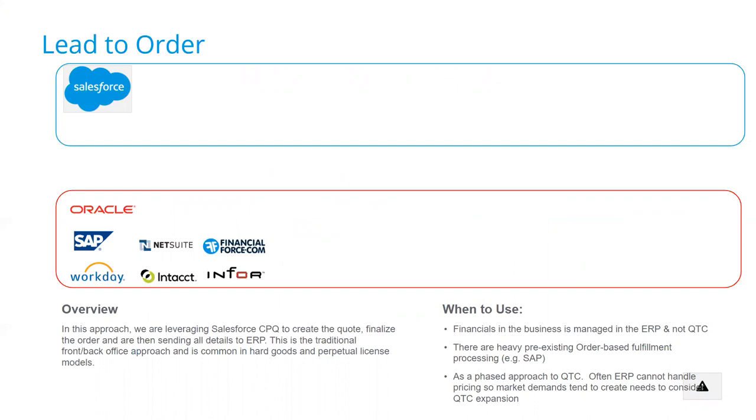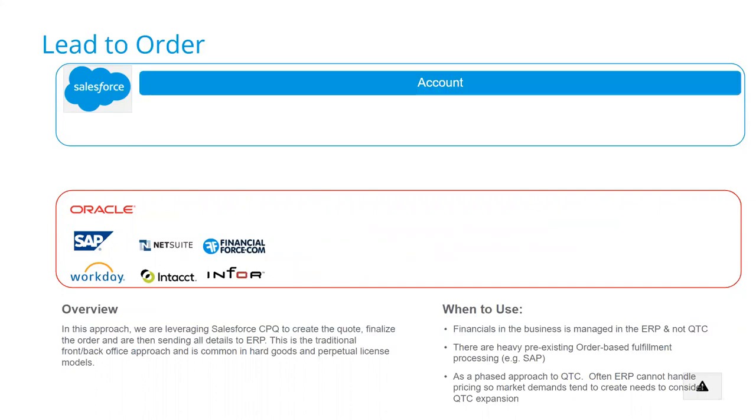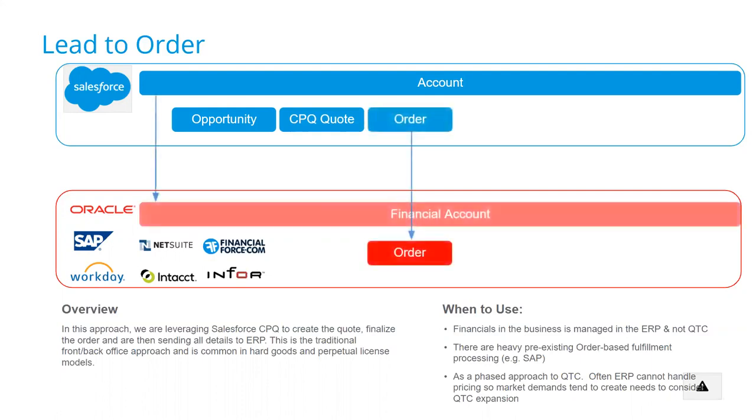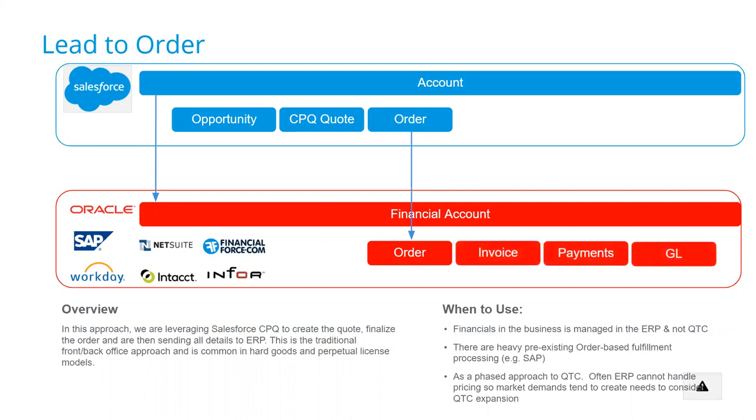What we are effectively demonstrating today is a lead to order flow. An account will be created in Salesforce, an opportunity against that account, a quote against the opportunity, and then an order will be generated from the quote. The order will be sent to an ERP system, in this case NetSuite, where it will be invoiced, and then the invoice will be collected against, and all the ledger transactions will be recorded in the ERP system. And then the payment record will be returned back to Salesforce and posted on the account.